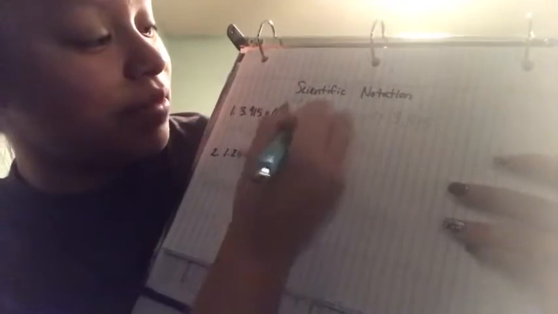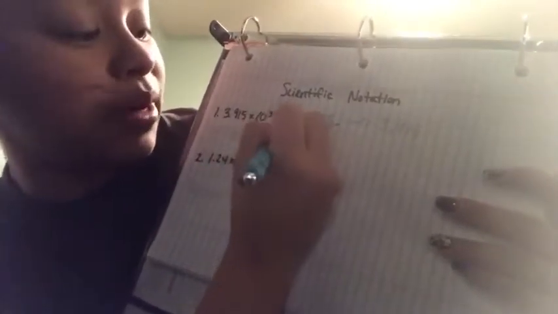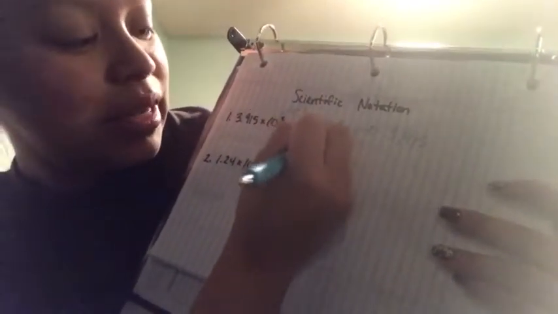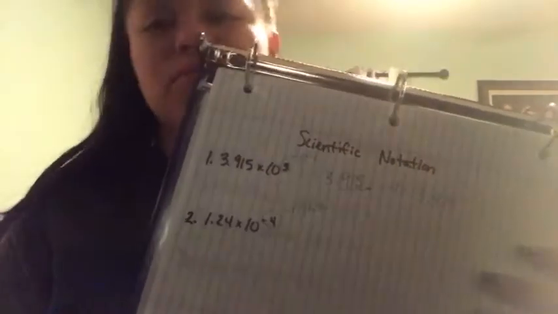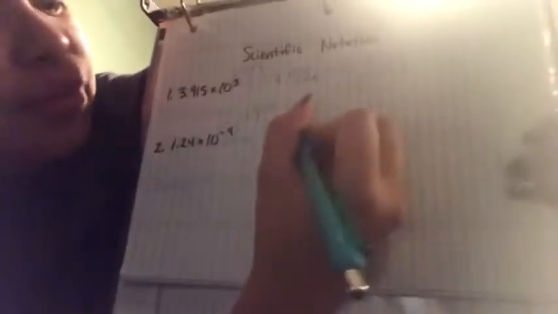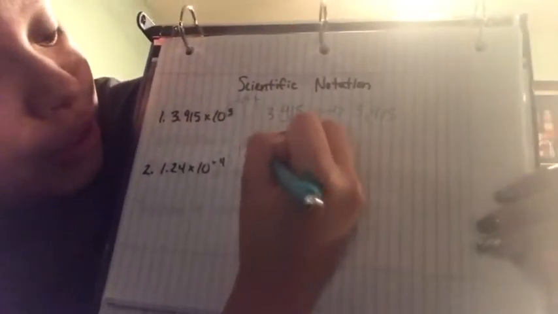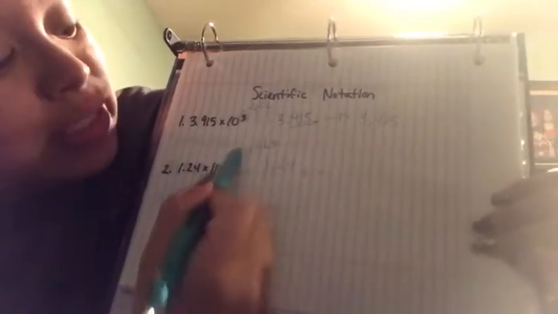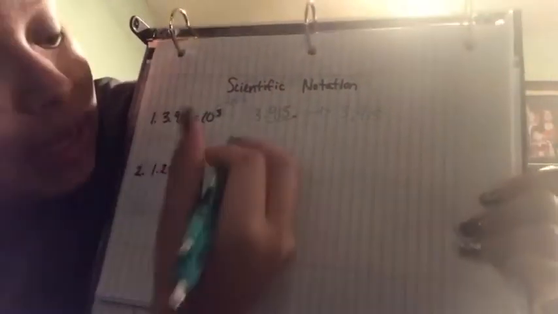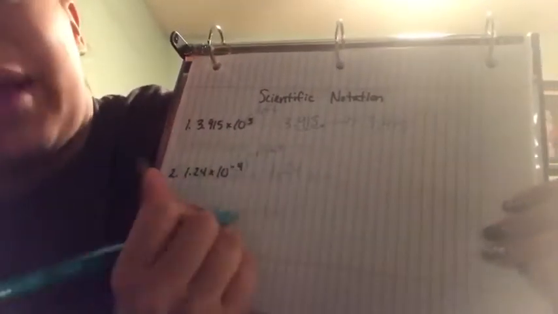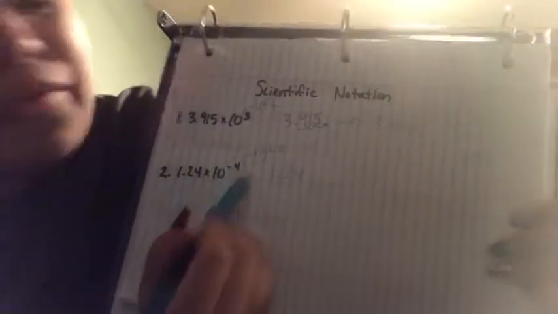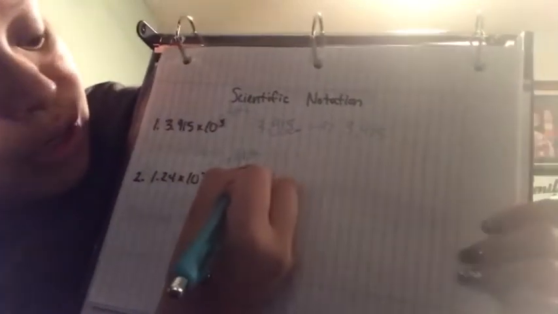For the second example, we will be taking 1.24 times 10 to the negative fourth. So since it's negative, that means that we already moved right, and we just want to do the opposite because we are putting it into standard notation. So let's go ahead and write out the number. So it's 1.24, and since we already went right, we will be going left. So we will go left 4 times because it's a number 4. So 1, 2, 3, 4.